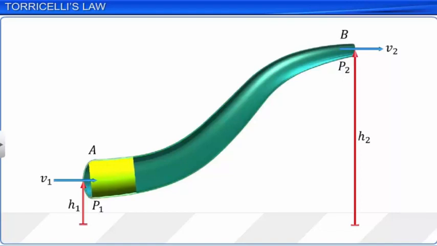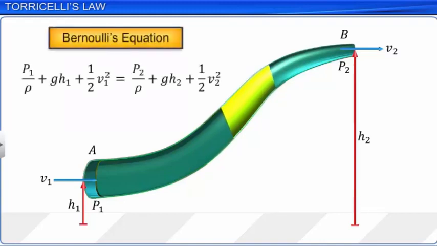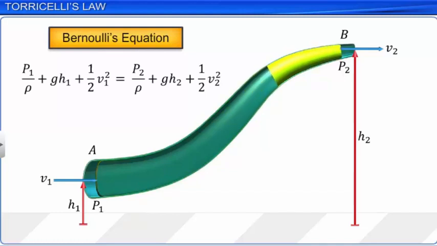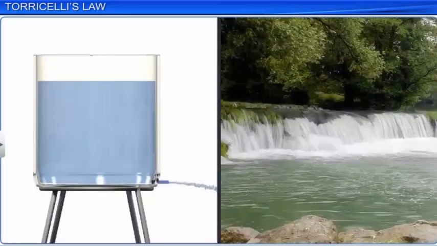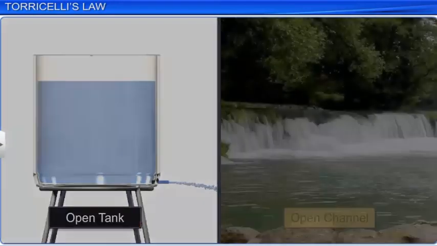Bernoulli's theorem has a large number of useful applications and is used to explain a wide variety of phenomena for low viscous and incompressible fluids. According to Bernoulli's equation, the sum of pressure energy per unit mass, potential energy per unit mass and kinetic energy per unit mass of a fluid is constant. Bernoulli's theorem helps us to study the outflow of liquids from open tanks or open channels.